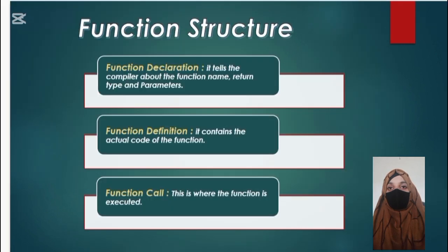There are three parts in a function structure. First one is function declaration. Function declaration tells the compiler about the function name, return type, and parameters. Second one is function definition. Function definition is the most important part of function structure because it contains the actual code of the function. Function call. This is where the function is executed.